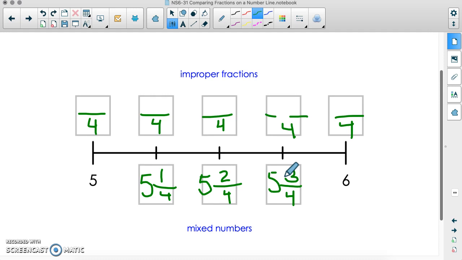But how do I figure out these top numbers? How do I solve this? So we're going to do this by using our strategy for turning mixed numbers into improper fractions. Here, if I have 5, I'm going to take my whole number and times it by the denominator. So 5 times 4 is going to be 20. So our numerator is 20. Here, 4, our denominator, times the whole number 5, plus 1, so 21. 4 times 5 is 20, plus 2, 22, then 23, and then 24.